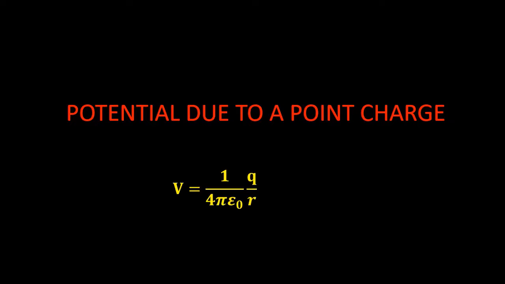Potential due to a point charge. V is equal to 1 by 4 pi epsilon 0 Q by R. That's the equation for the potential at a point due to a point charge. Let us derive that equation.